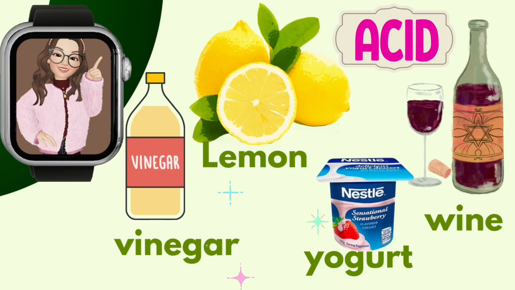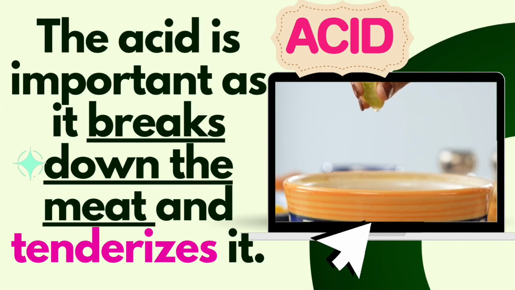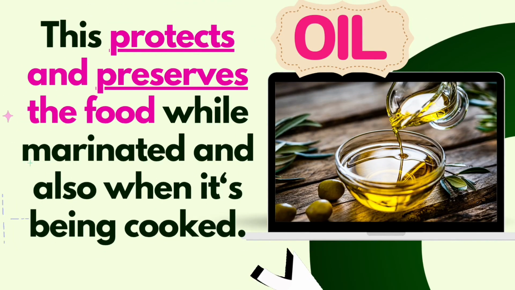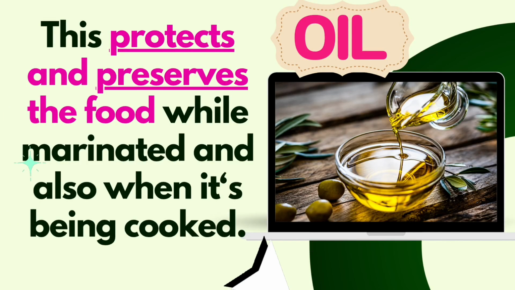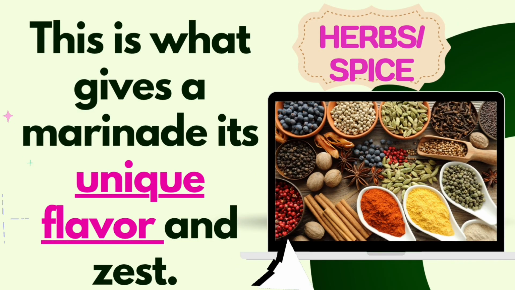Number 1. Sample acid: lemon, vinegar, yogurt, and wine. The acid is important as it breaks down the meat and tenderizes it. Number 2. Oil. This protects and preserves the food while marinated and also when it's being cooked. Number 3. Herbs and spices. This is what gives a marinade its unique flavor and zest.